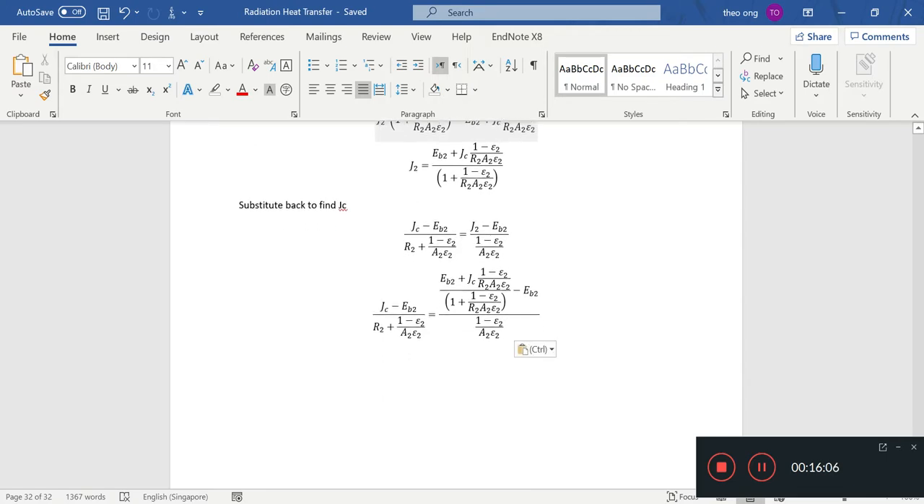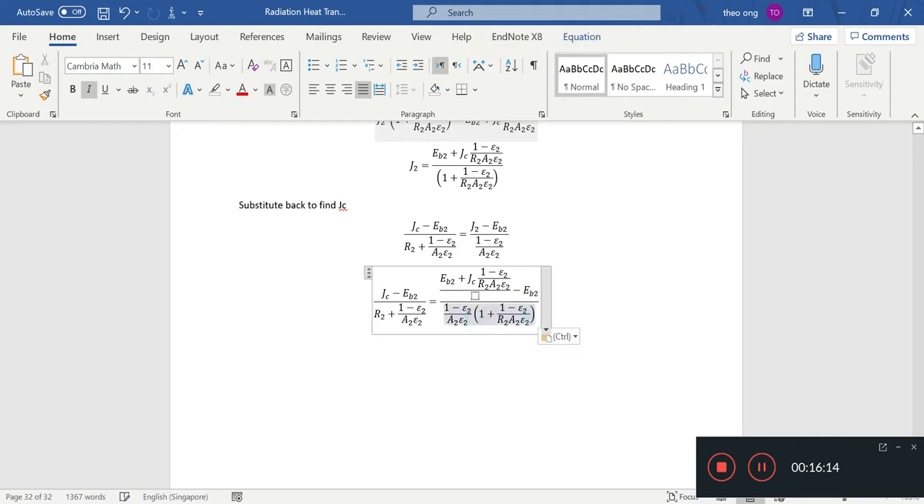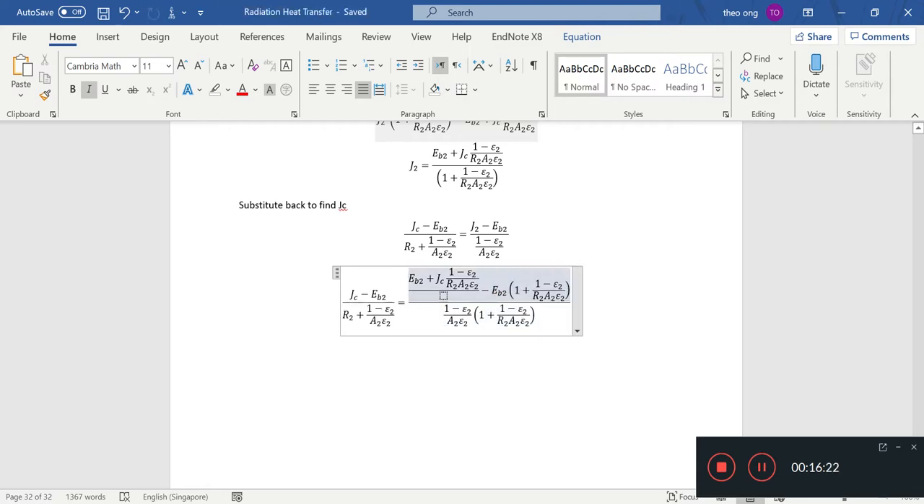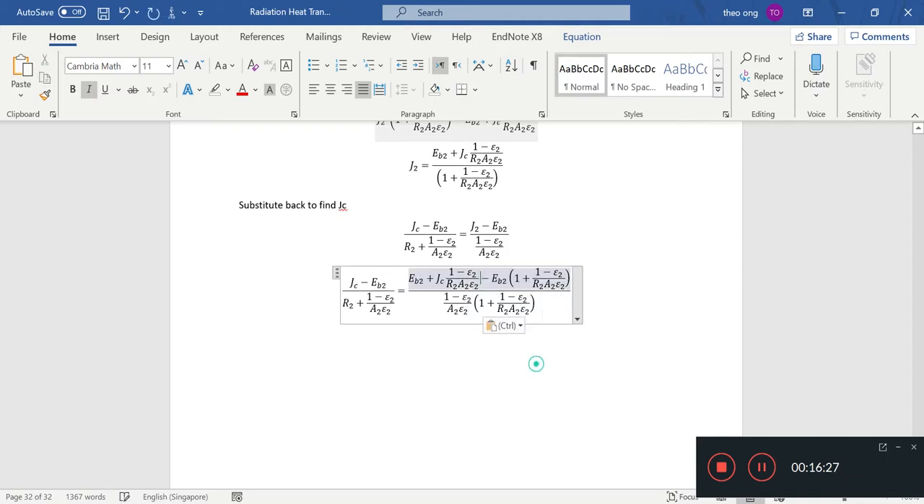Yeah, let's see whether we can make this thing slightly neater. Okay, I'm going to bring this down, and I'm multiplying both top and bottom by this factor, so I'm just going to do it as such. Okay, so now we want to make JC the subject. I'm going to make this the subject. Okay, so it's going to get very messy, so let's do this.